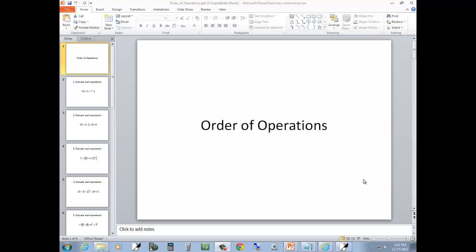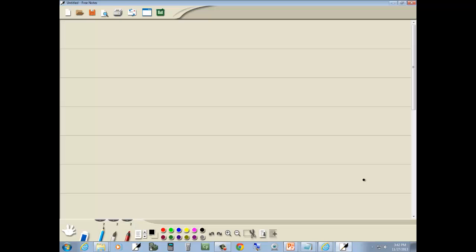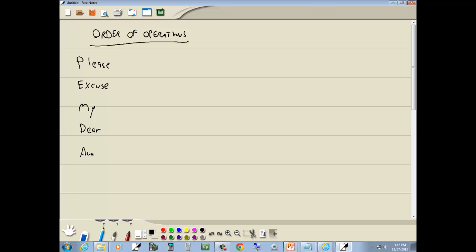Let's take a look at the order of operations. Now they've got a clever way of remembering what to do when. So order of operations: it's Please Excuse My Dear Aunt Sally.